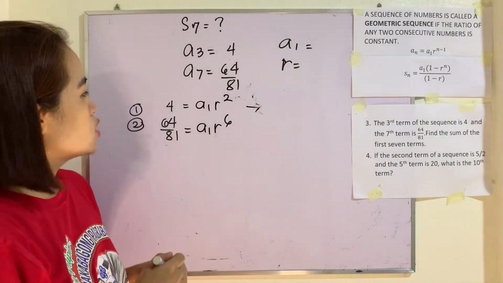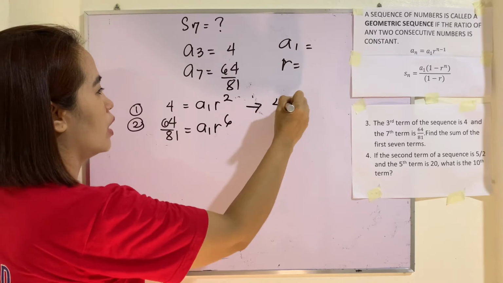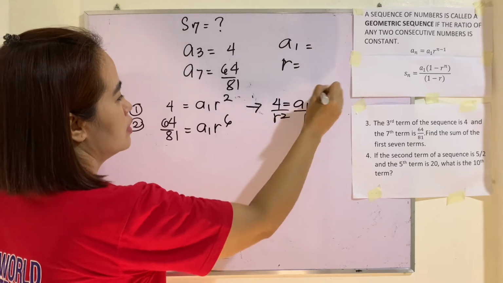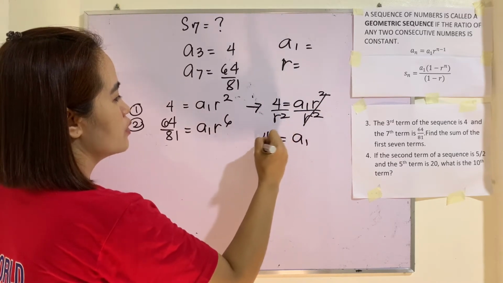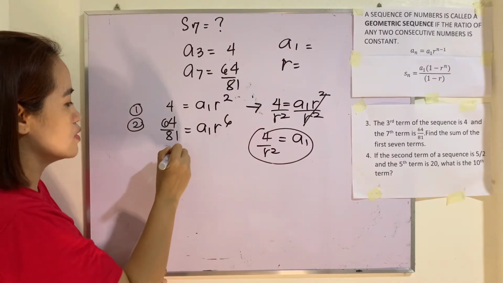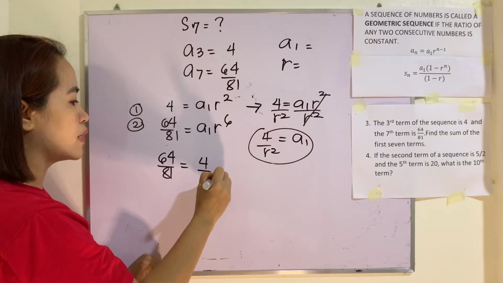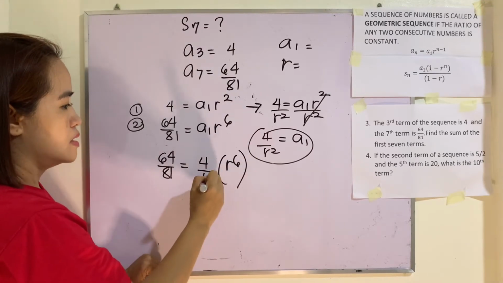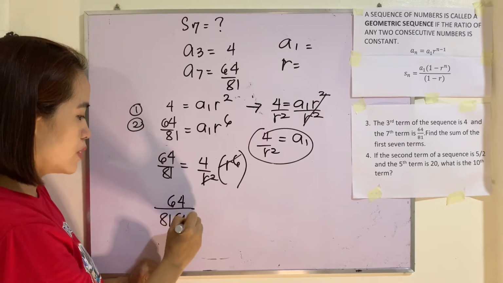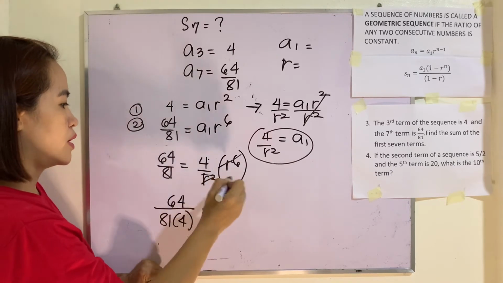So we have the two equations now, 1 and 2. I will be solving here A sub 1. So this is 4 equals A sub 1 R squared, divided by R squared, R squared. This will be cancelled. So A sub 1 is 4 over R squared. I can now substitute this in equation 2. We have 64 over 81 equals 4 over R squared times R raised to 6. I can cancel it. So this is 64 over 81 divided by 4, that one is equal to R raised to 4. Okay, this one is over 1.